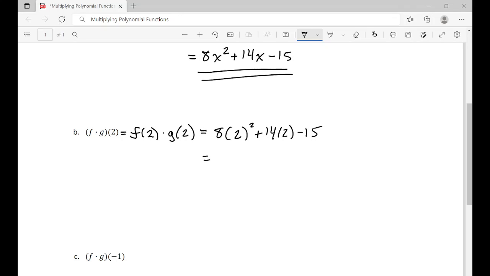So 8 times 4 plus 28 minus 15. So 8 times 4 is 32. 28 minus 15 is 13. And then 32 plus 13 is going to be 45. So (f times g)(2) is 45.